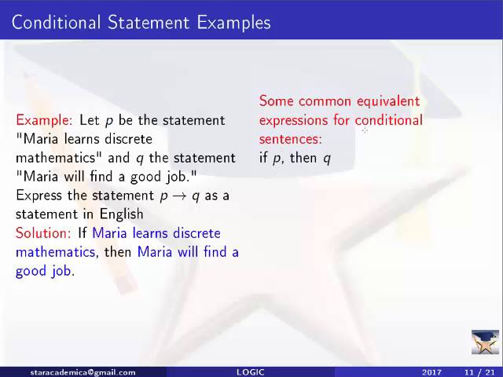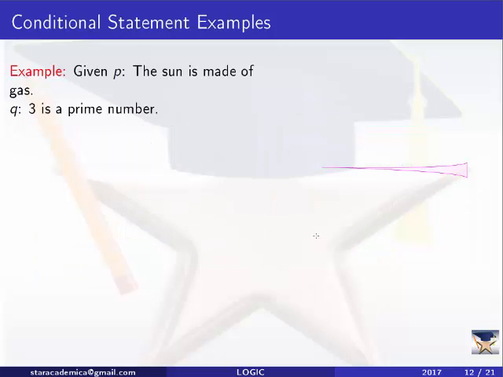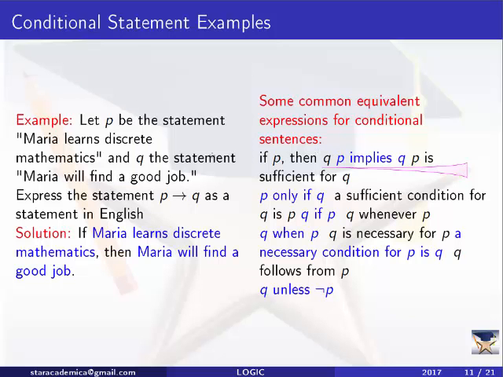Some common equivalent expressions for conditional sentences. So one way that we learned today is if P then Q. However, P implies Q is equivalent to this. P is sufficient for Q, P only if Q, a sufficient condition for Q is P, Q if P, Q whenever P, Q when P. So really there are plenty of ways of expressing the same thing. However, the most common will be if P then Q or P implies Q.